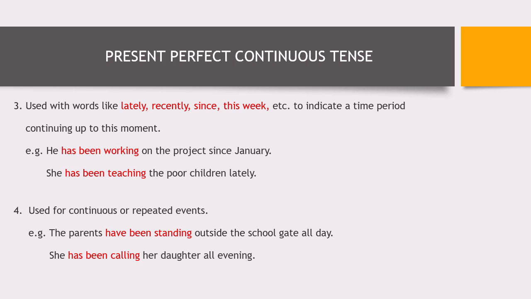Present perfect continuous tense. 3. Used with words like lately, recently, since, this week, etc. to indicate a time period continuing up to this moment. For example, he has been working on the project since January. She has been teaching the poor children lately. 4. Used for continuous or repeated events. For example, the parents have been standing outside the school gate all day. She has been calling her daughter all evening.